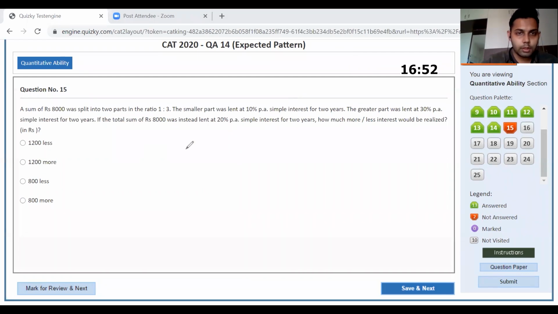8,000 was split into 2 parts, 1:3. That means you have 2,000 and 6,000. Smaller part, 10% interest for 2 years. 10% is 200, right? So 2 years will be 400. Done. Greater part, 30%. So 10% is 600, 30% is 1,800, and then that is 3,600 into 3 years, right? So 4,000 rupees of interest comes from here.